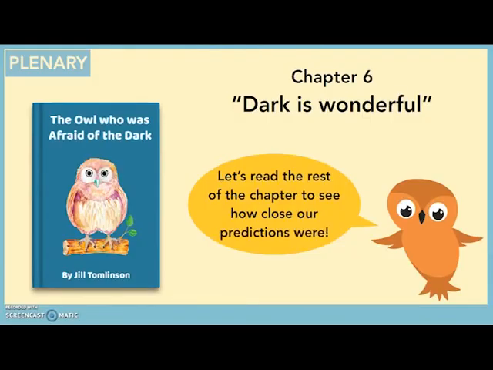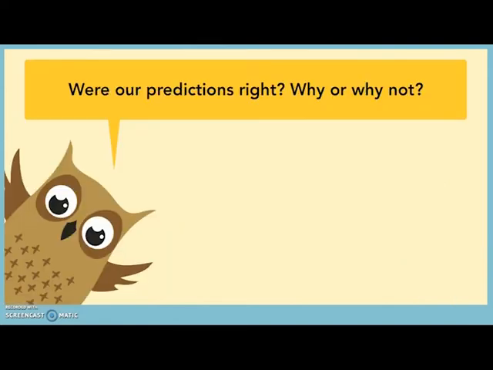So now we're going to be able to look at the rest of this chapter. So join along with me, download the PDF version of this chapter and you can read along so we can have a little look to see what this chapter is. And then while we're doing this, I want you to think about whether your prediction was right. And if it was, why do you think you got it right? What was it that you spotted?